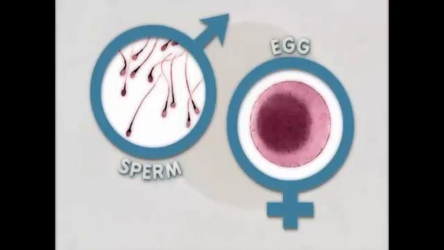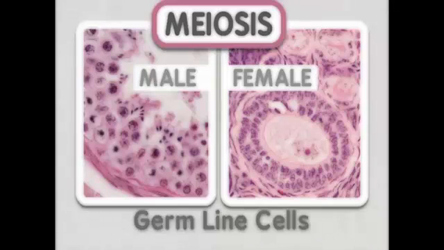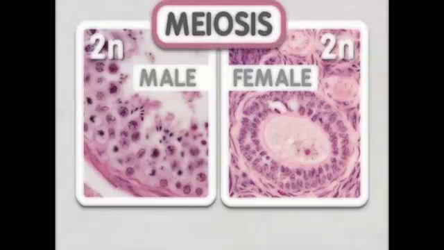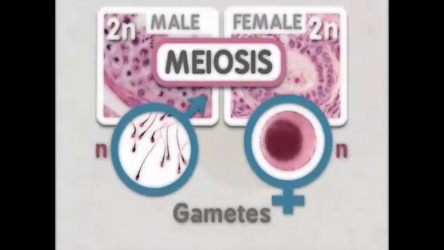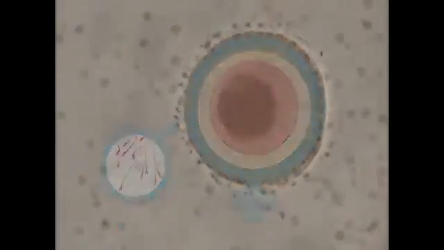Gametes are formed through a process called meiosis. The cells that undergo meiosis to produce the gametes are called germline cells. In diploid organisms, germline cells have two copies of each chromosome. Germline cells undergo meiosis to produce haploid gametes, which only have one copy of each chromosome. These haploid gametes fuse to form a diploid embryo that grows into the adult.